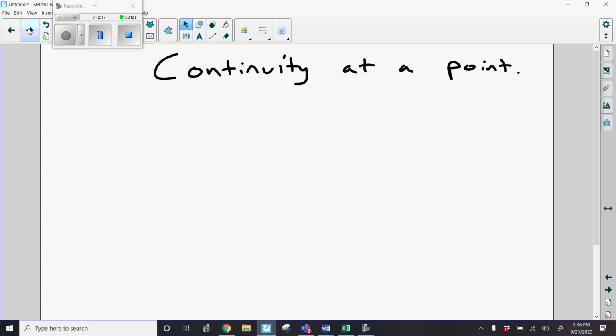But let's move to continuity at a point. So for a function to be continuous, let's talk about this kind of in general terms first, and then we'll get to more of a serious mathematical definition second. So, if a function is continuous, it can be drawn without picking up your pencil.